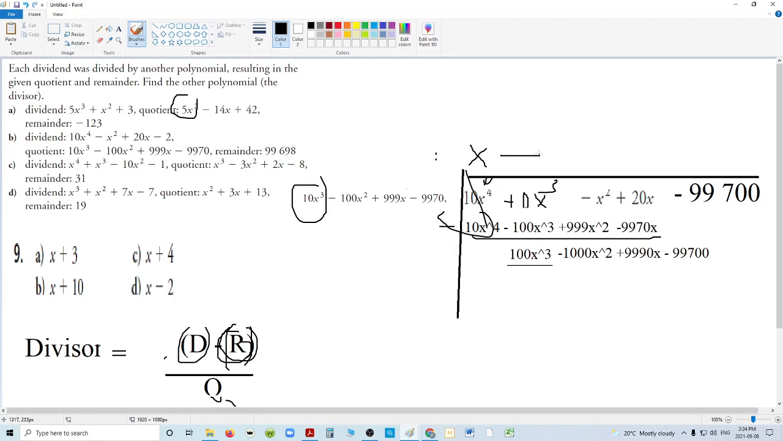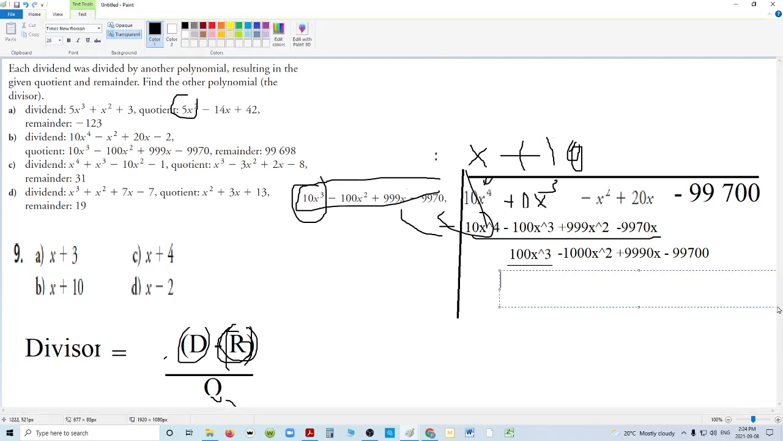Well, I simply multiply by 10 plus 10. And if you got the right number, these should all be equal or opposite to these, so that when you subtract them, they'll cancel out. So let's see if that's true. So I'm saying it's x plus 10. 10 times the first term does indeed produce our 100x squared, x cubed rather. 10 times minus 1000x squared produces minus 1000x squared, the same as the term above. 10 times plus 990x does indeed create 990x. And 10 times minus 9970 creates 99,700.